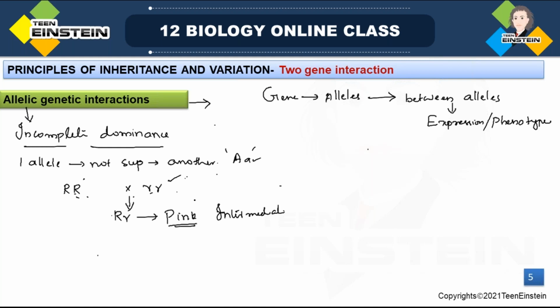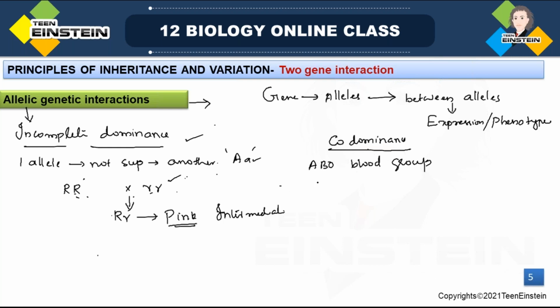Intragenic means within the gene. That means the allelic interaction is taking place. So in the case of incomplete dominance, hope you got the point. Next is codominance. In the case of codominance also, we took an example of the ABO blood group of humans. So this is the interaction.